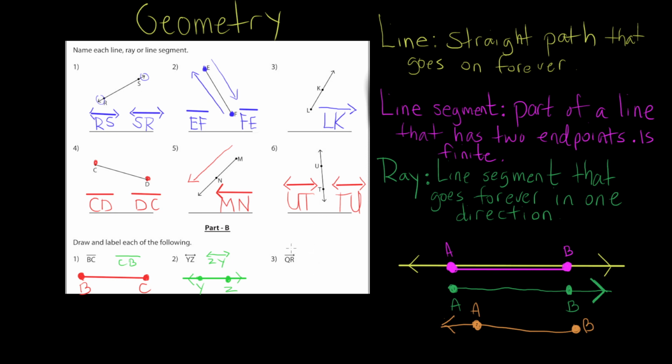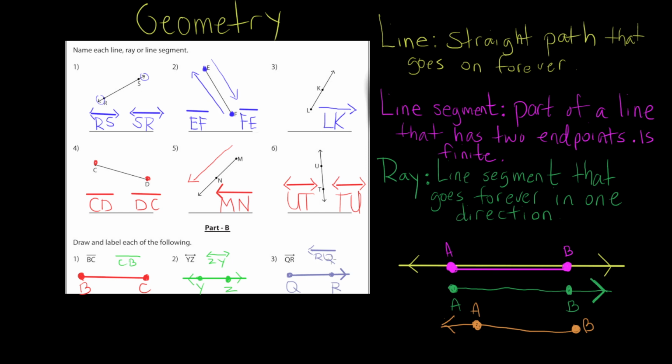And then last but not least, let's do our final one. Okay, we have it going forever to the right. It does not go forever to the left, so we know we have an endpoint here. So this is going to be ray QR. Ray QR. Okay, and we cannot also write this. Okay, we cannot write ray RQ.